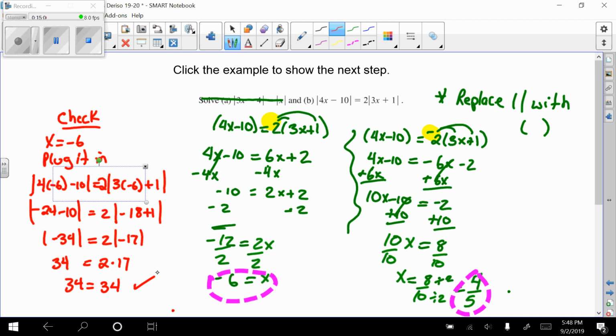If you were to check x equals 4/5 and plug it in also, you would see that it works. It is kind of a long example. It does work. So there are no extraneous roots here. Tomorrow we worry about extraneous roots.